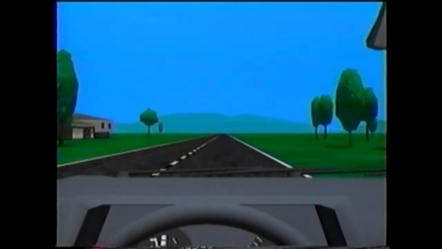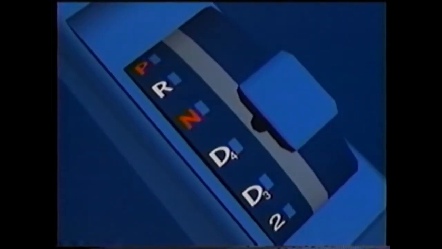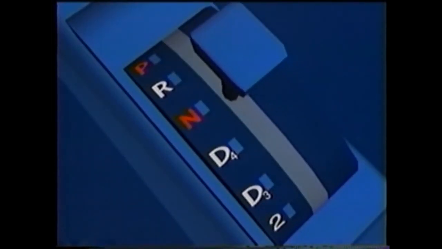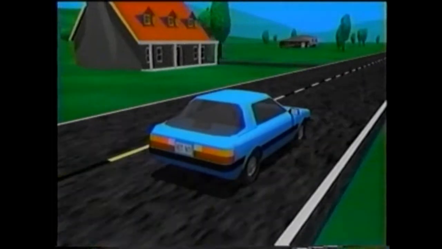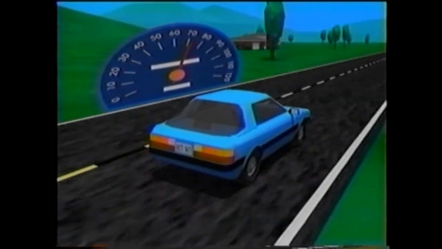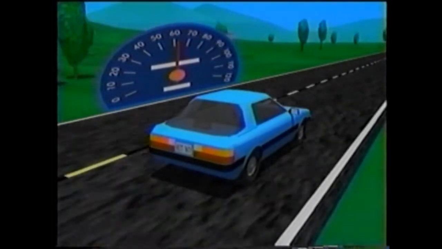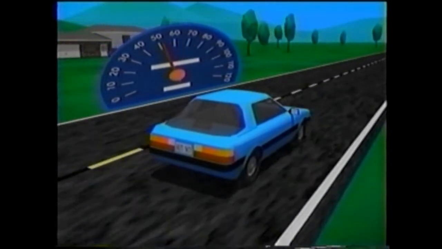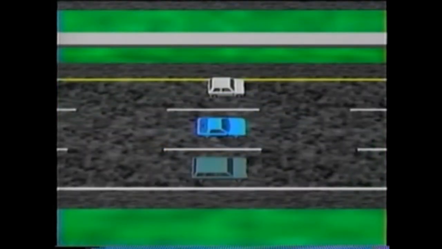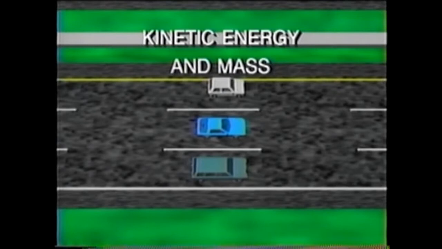For example, if you cease to transmit engine power to the wheels by setting the gear shift lever in neutral, the vehicle will continue its trajectory. It will slow down gradually because of resistance from air and the rubbing of moving parts of the vehicle. Kinetic energy is proportional to the weight of the vehicle.